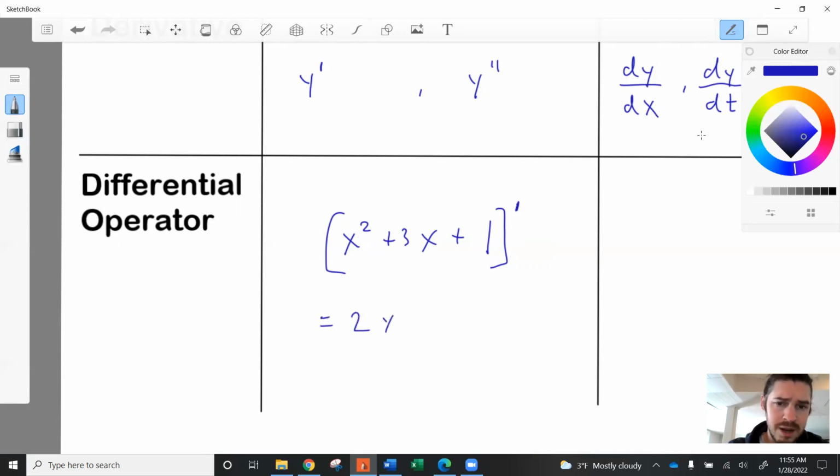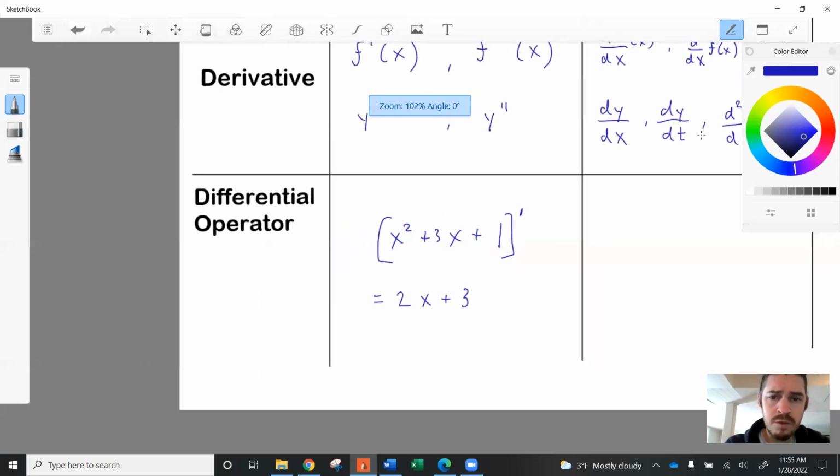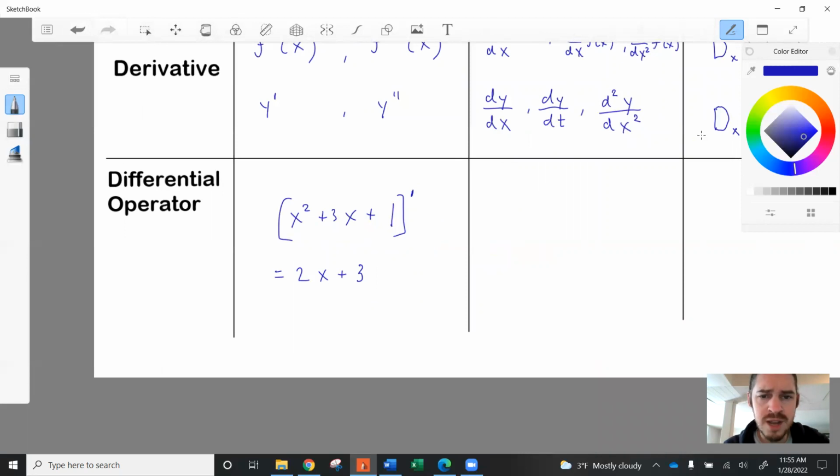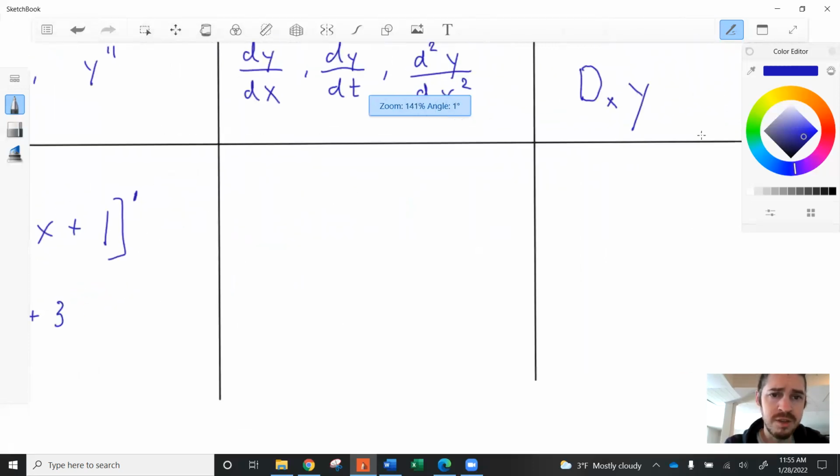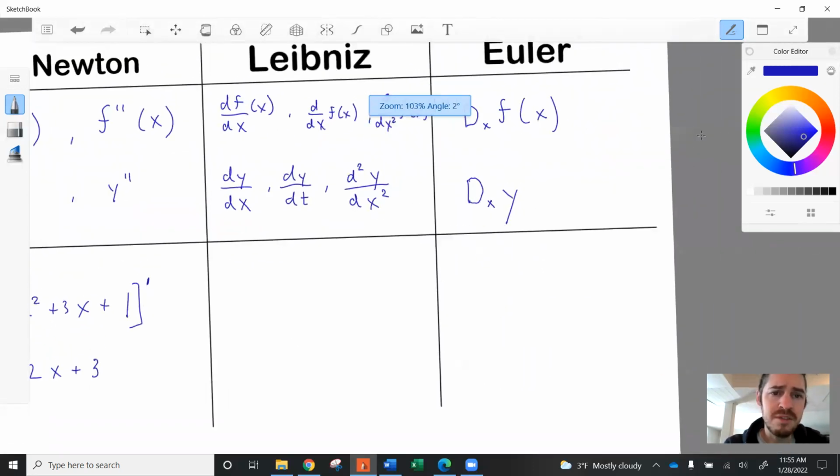And so then this would be 2x plus 3. We discovered that in a previous video. So that's how to use Newton notation as a differential operator. It's not very common to use it that way. More often, you'll see the Leibniz notation used.